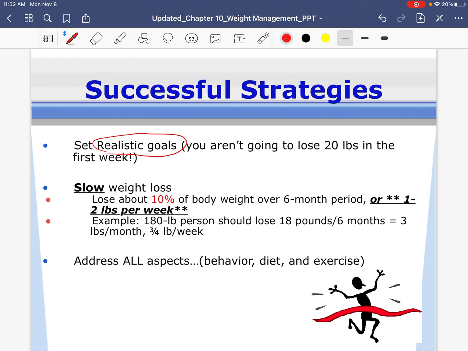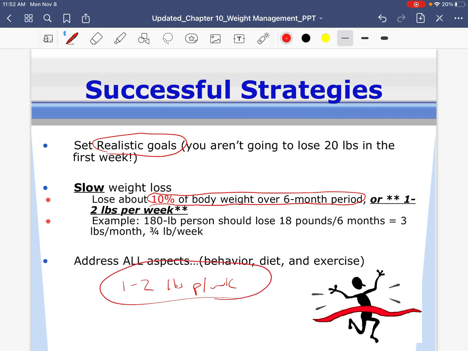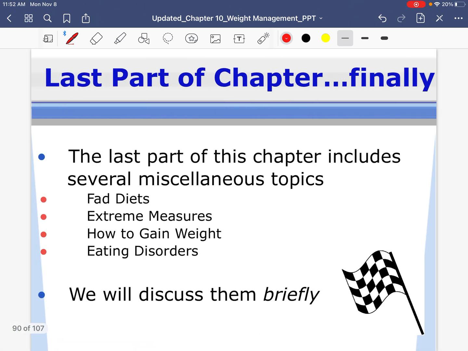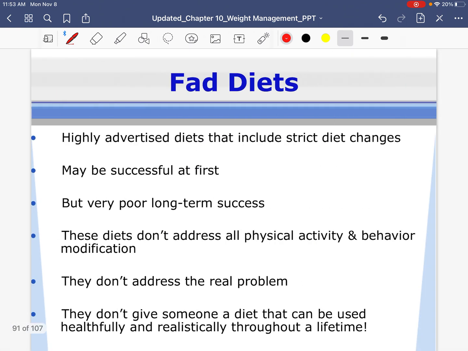Set goals that are realistic. Don't say I'm going to lose 10 pounds in this first week. You're setting yourself up for failure. So set realistic goals. The ideal weight loss is about 10% of your body weight over about a 6-month period. For most people, what that breaks down to is 1 to 2 pounds per week. This is a healthy rate of weight loss. These are reasonable rates of weight loss.